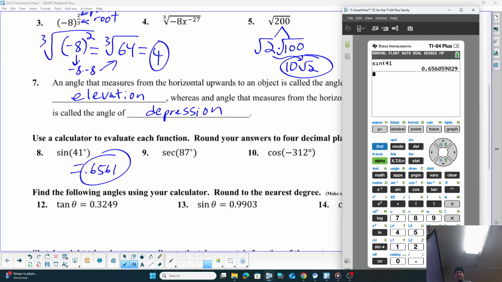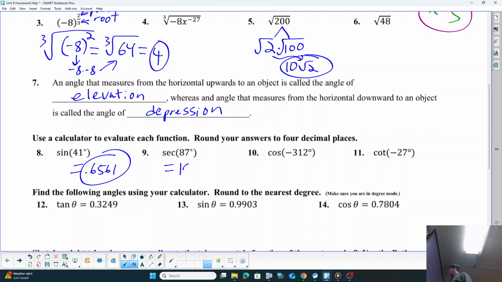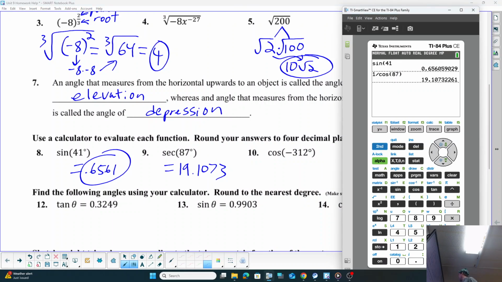So do you remember what secant is? Secant's 1 over cosine. Give it a try. So we'll go 1 divided by cosine of 87 degrees. That's 19.1073. We're going to 4 decimal places. 19.1073 is 4 decimal places.